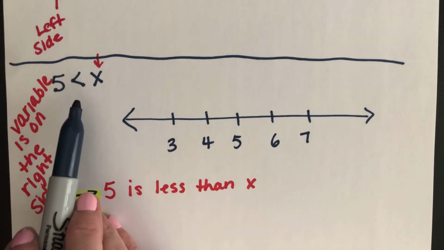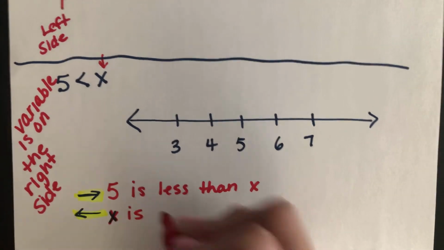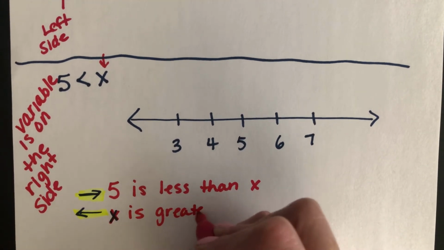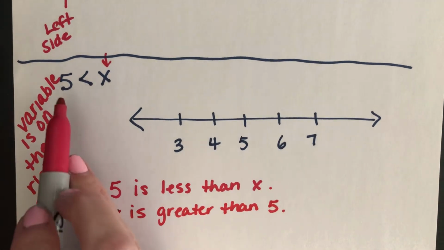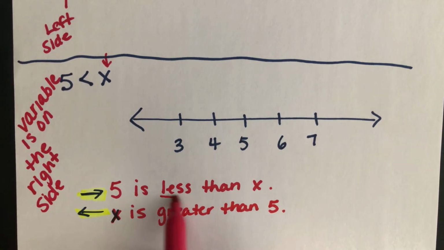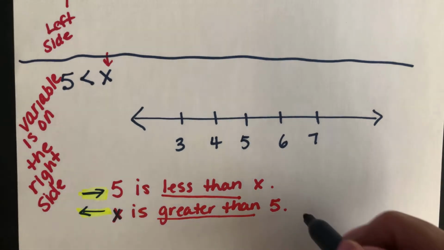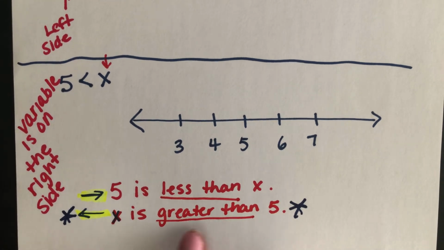I'm going to start with the variable. I'm going to say x, oops, wrong color. X is, but I'm going this way now. X is greater than 5. So before, when I'm going from left to right, it says 5 is less than x. But when I'm coming the other direction, now x is greater than 5. And this is the one we are going to want to graph. X is greater than 5.